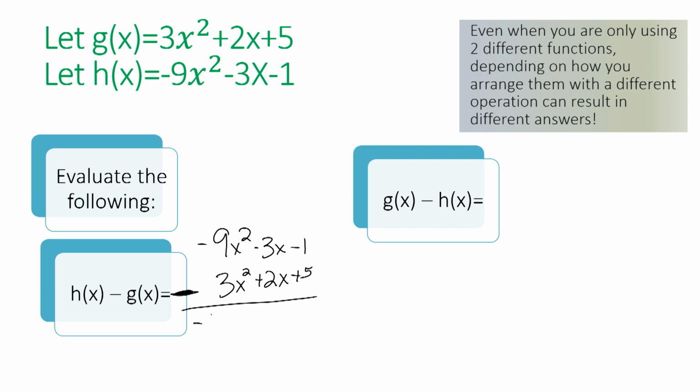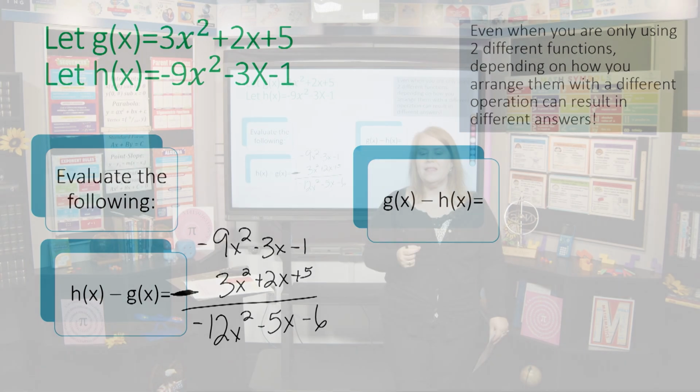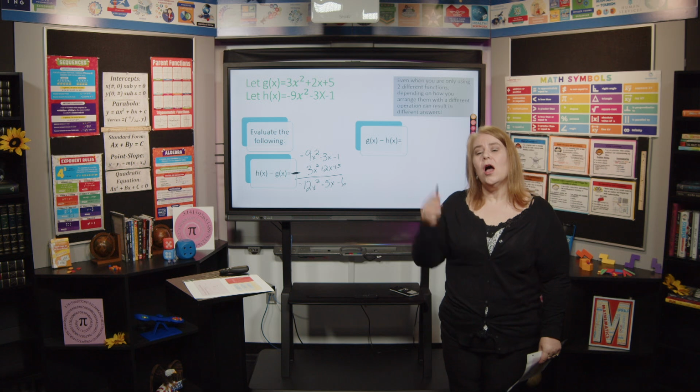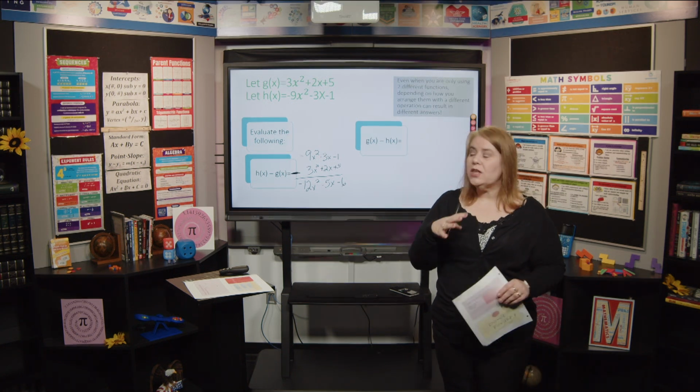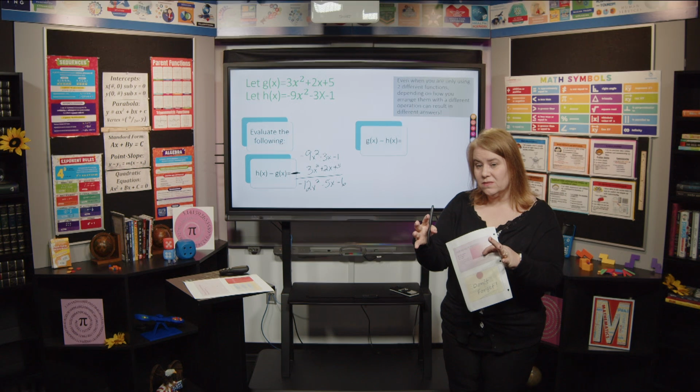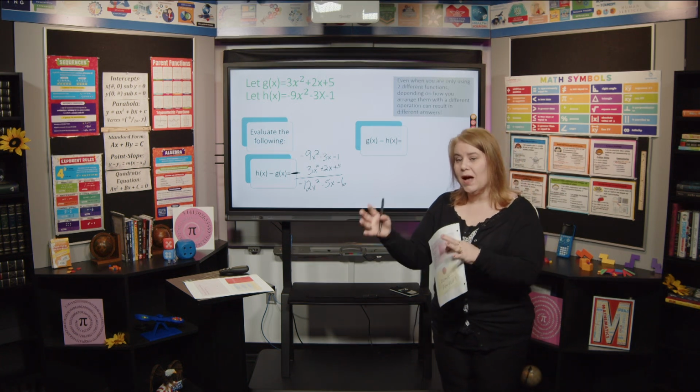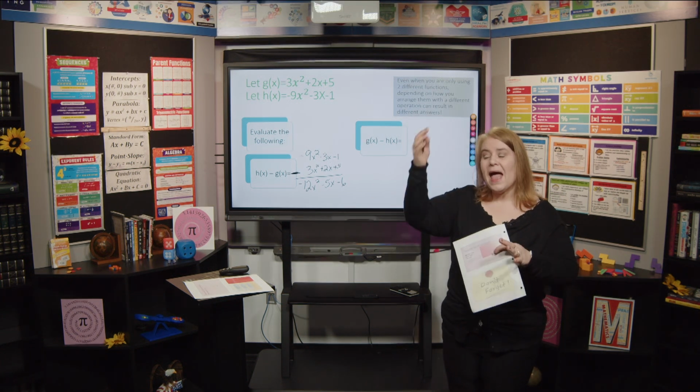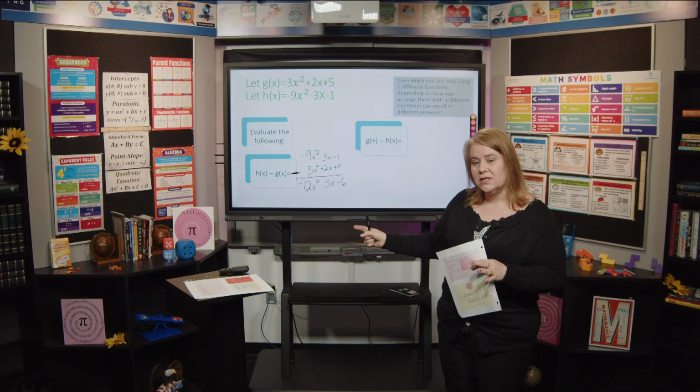I got that exact same thing. 12x squared minus 5x minus 6. Now, Ms. Killen, I didn't necessarily get that. Go back and look to see what you did with those plus and minus inside the function to make sure that you use it as a positive number or a negative number, and how it worked with subtracting.